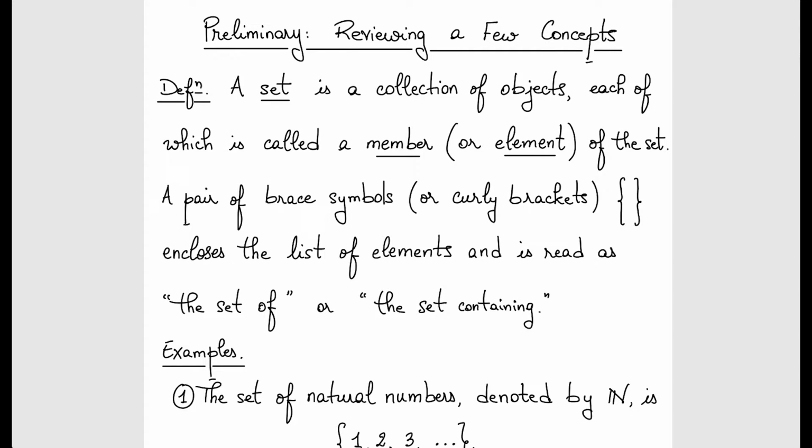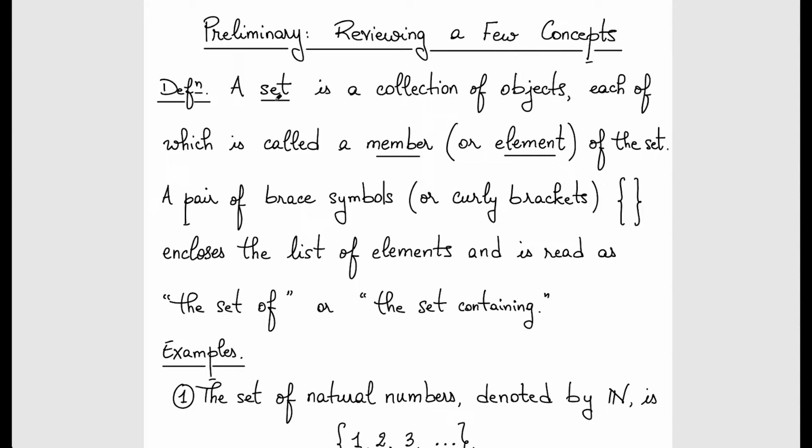In this preliminary section, we're going to be revisiting some concepts that we've seen in earlier courses, and we're going to establish some terminologies and lay down some basic notations that we shall be needing and using throughout the course. Let's start with the following definition.